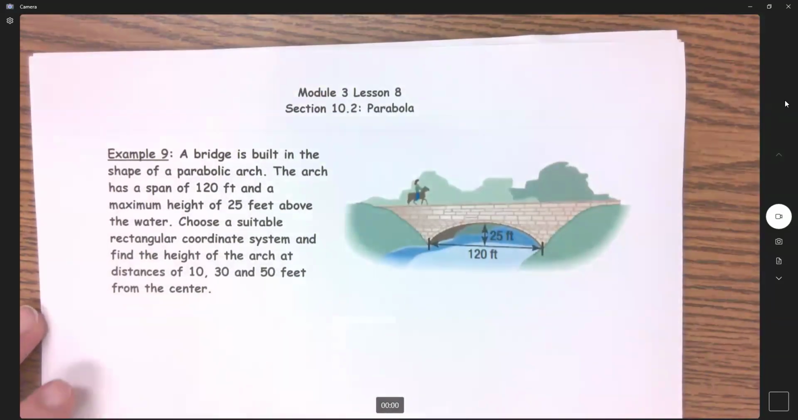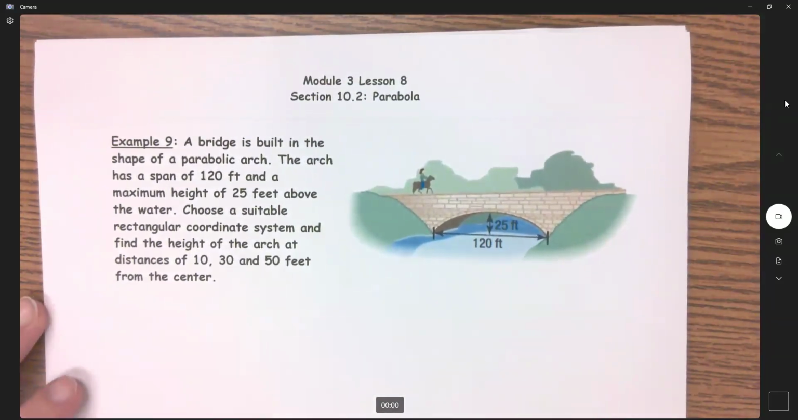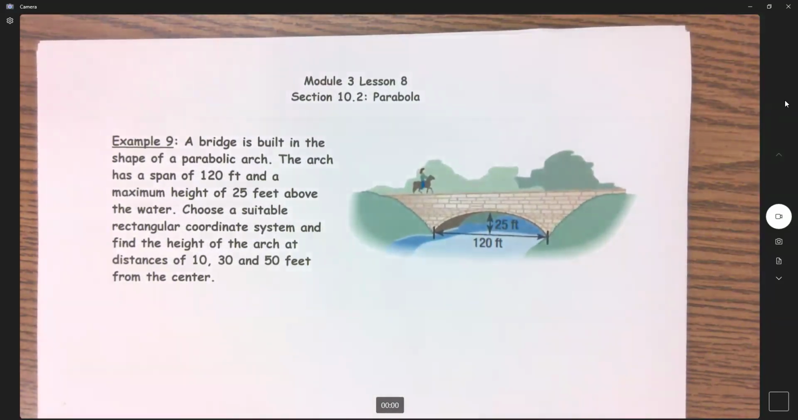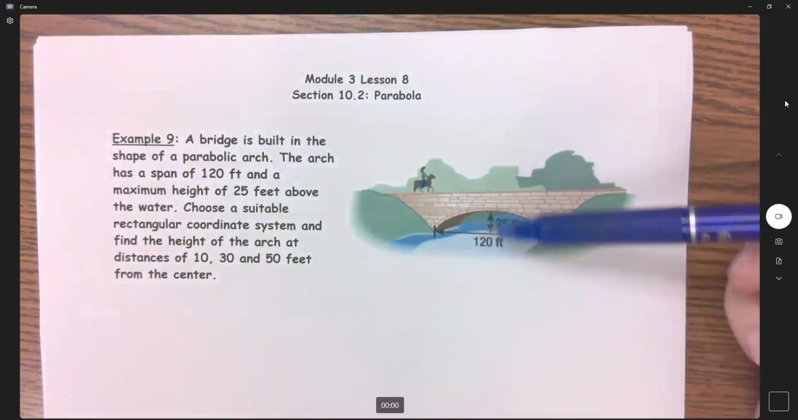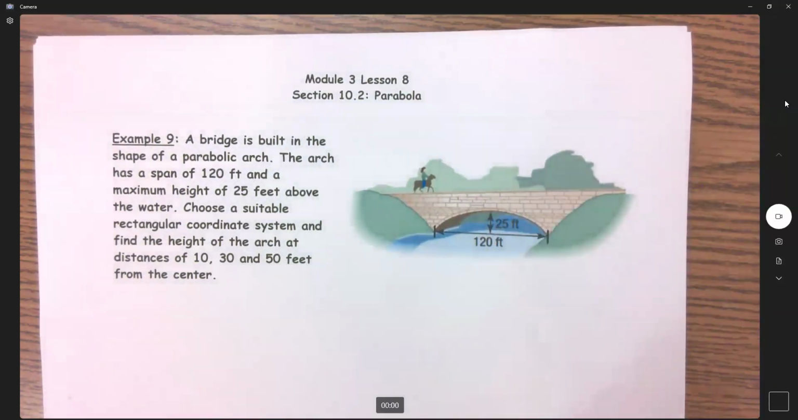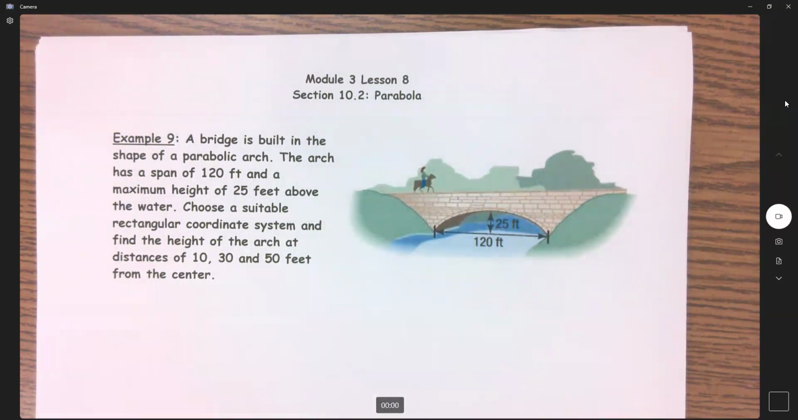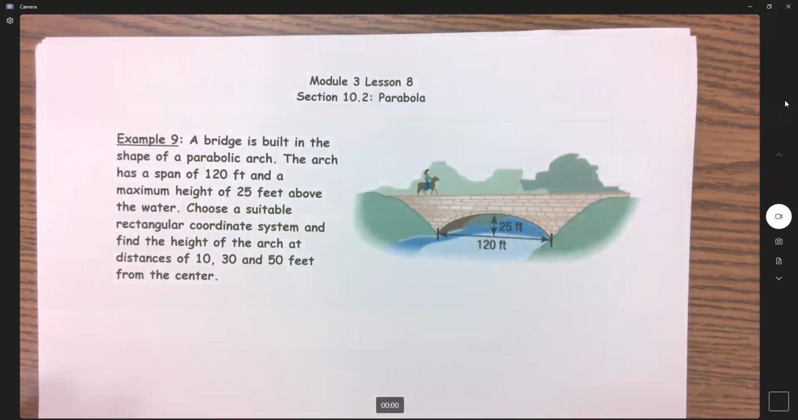Example 9. A bridge is built in the shape of a parabolic arch. The arch has a span of 120 feet, which we can see in this diagram, and a maximum height of 25 feet above the water, which is also represented. Choose a suitable rectangular coordinate system and find the height of the arch at distances of 10, 30, and 50 feet from the center. Okay, so let's draw another sketch.